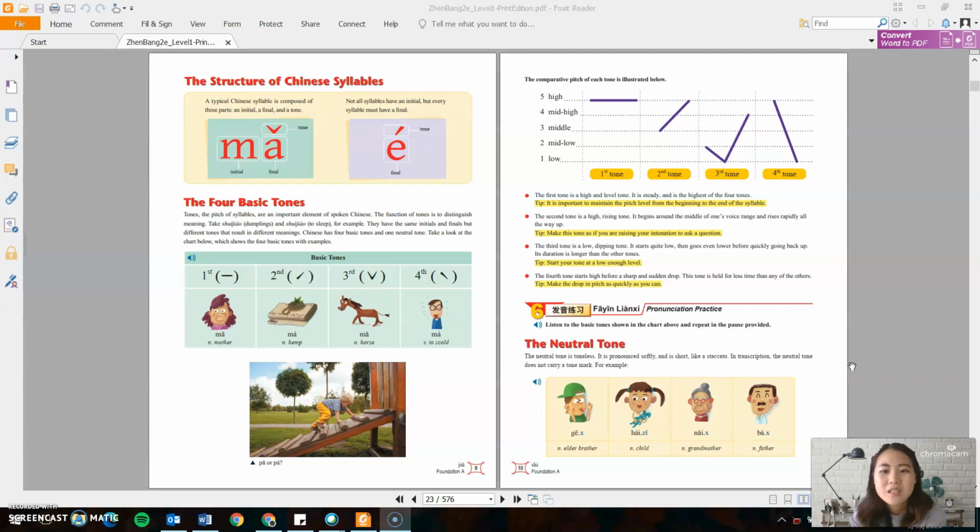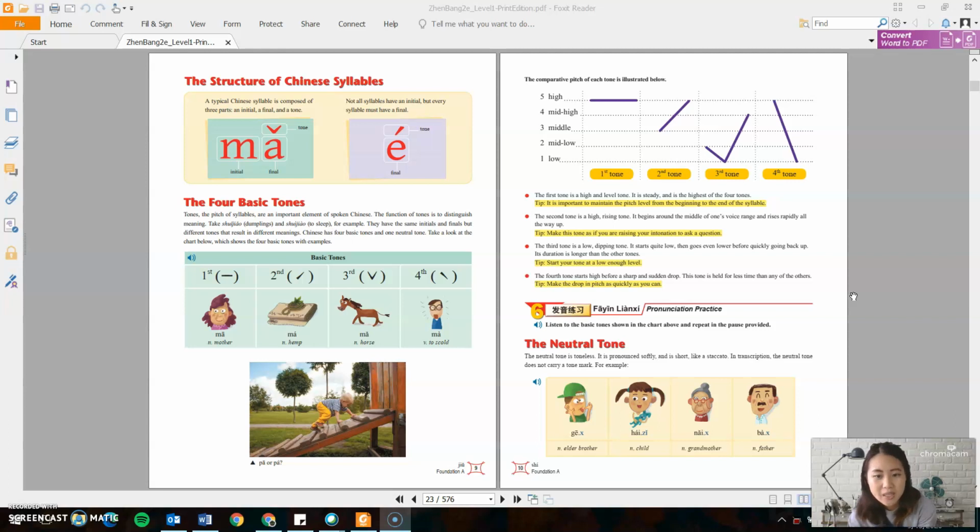Okay. On page 10, 第10页, you'll notice here on the right, the comparative pitch of each tone is illustrated below. Again, it really helps if you do know music because here, right, ma, ma, ma, ma. The tone marks actually look like that on purpose because they show you from left to right and down to up how you should be presenting your voice. All right. The first tone is high and level. It is steady and it is the highest of the four tones. It is important to maintain the pitch level from the beginning to the end of the syllable. Ma, okay, ma, it's very monotone and flat, all right?